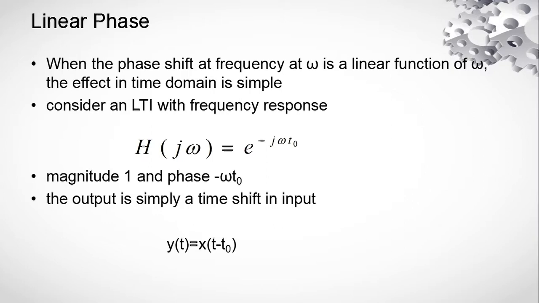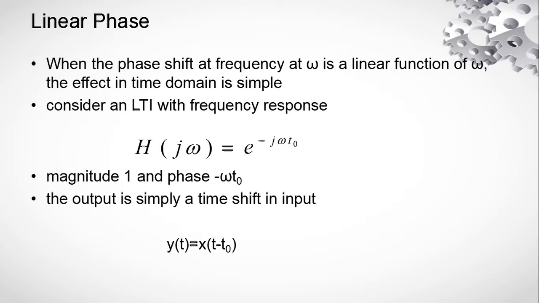For example, consider some LTI system whose Fourier transform is e power minus j omega t naught. Now, this has a magnitude of 1, whereas it has a phase of minus omega t naught. So, if you apply the equations and get the output, you get just a shift in time domain. That is, if you take x of t as an input, then you get x of t minus t naught as an output.